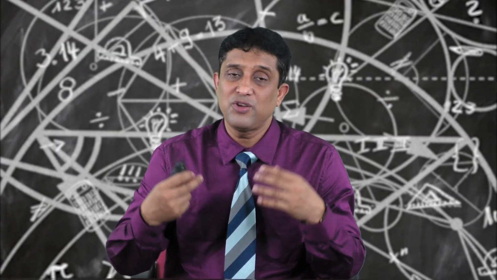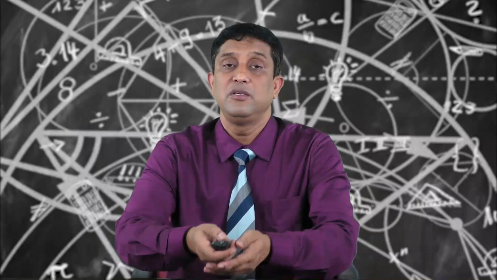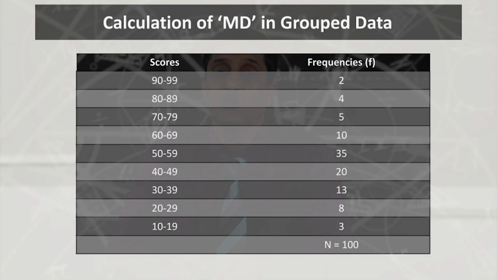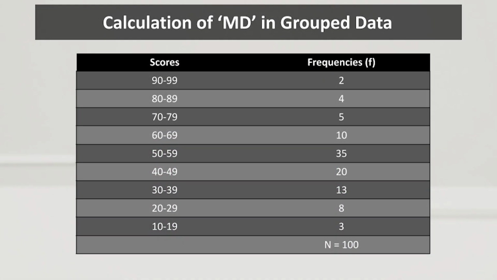So friends, now let us try to understand how to calculate quartile deviation in grouped data. Here you see in grouped data, scores are given in class intervals, just like here you see 90 to 99, 80 to 89, 70 to 79. Accordingly, the scores are given in class intervals. The last class interval is 10 to 19. And frequencies are 2, 4, 5, 10, 35, 20, 13 accordingly. The total number of cases is here 100. So this is grouped data.